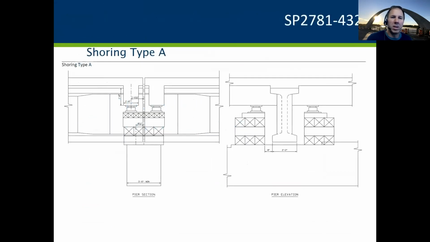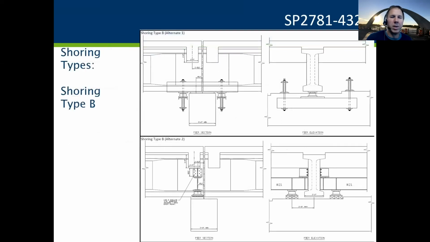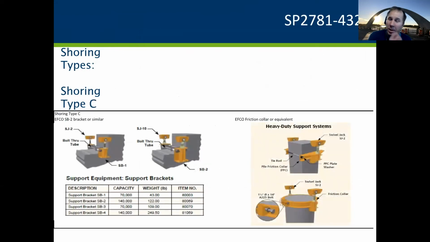So here's what a type A might look like. It's just cribbing on top of the pier cap. There is a reliance on our pier cap for that. A type B would be some engineered works, but also, again, reliant on our pier cap to support the beam. Type C would be a commercial fabrication. So there are published values for how much these components can support, and we require a lesser degree of engineering submittal for those.